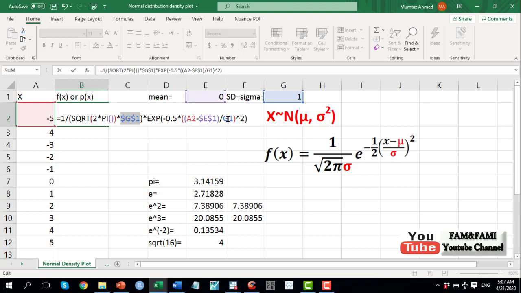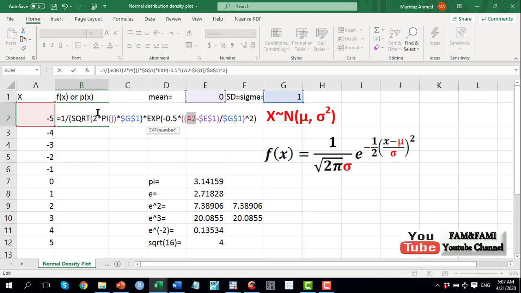So this G as well, which is sigma. That's it. So what we did, we have used absolute cell referencing here. We are fixing this cell and the mean as well, and again the sigma as well, because mu and sigma are fixed, but we have not used the dollar sign with A2. A2 is the first value of x, that is taken as minus 5.